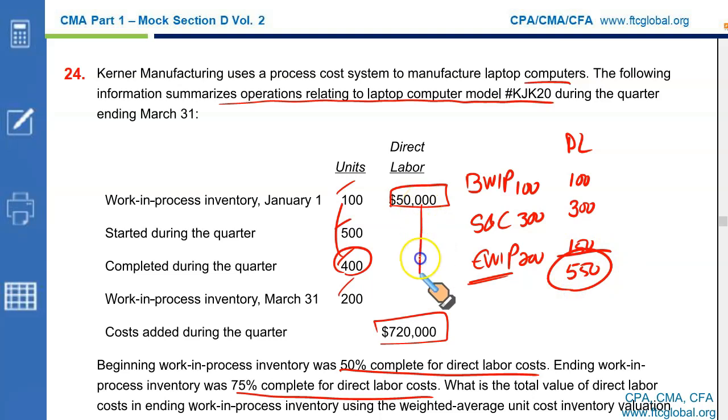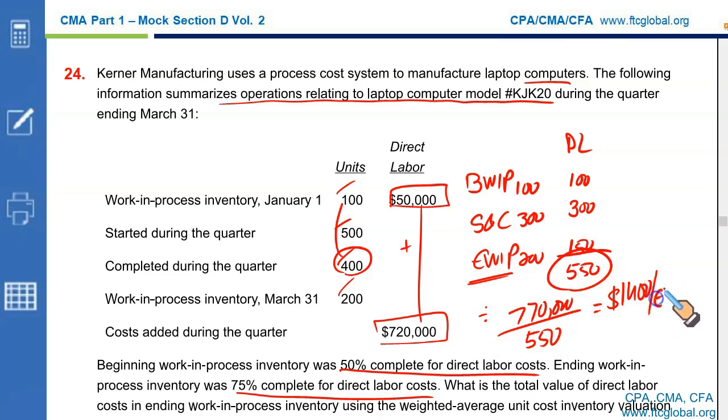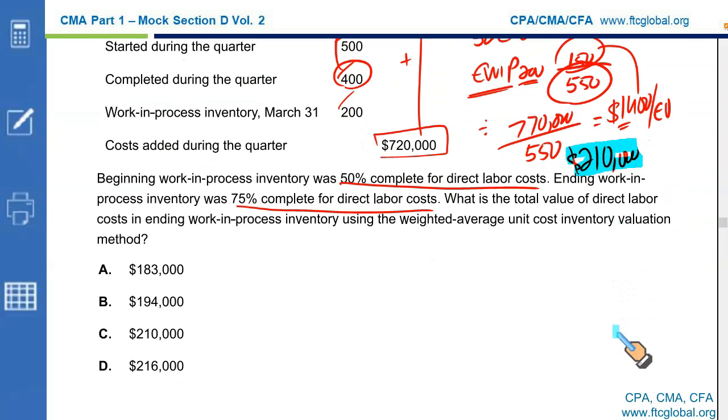Now what you're going to do, add these two, labor cost opening plus what we added in the current period, and divide it by 550. So 720 plus 50, 770. Total labor cost divided by 550 EUPs gives $1,400 per EUP of labor. If this is the rate, we need to value the closing inventory, which has physical 200 units, but for the purpose of valuation, you will take the EUPs of labor. 150 multiplied by 1400 gives you 210. This is the valuation of your inventory for labor cost, and that will give you C to be the correct option.